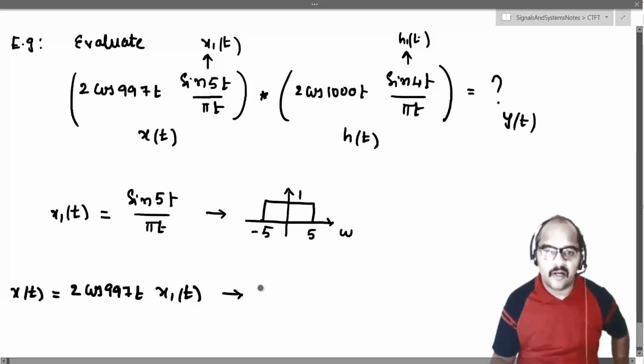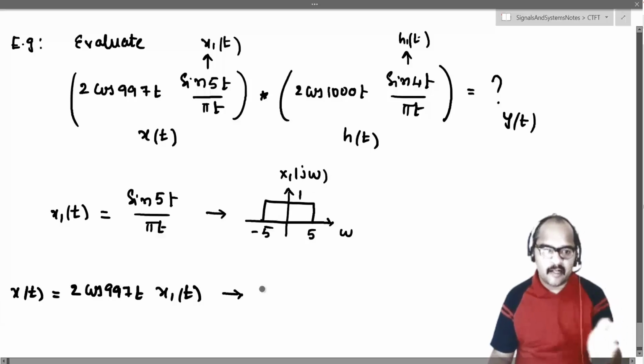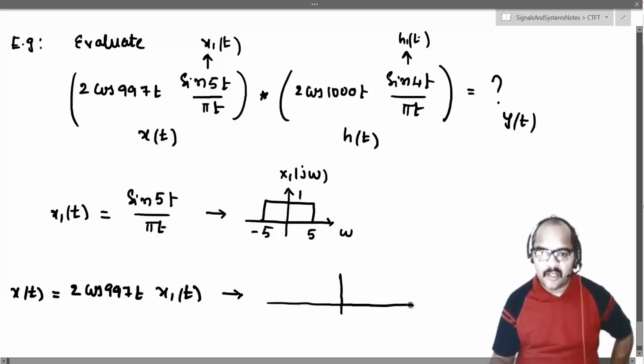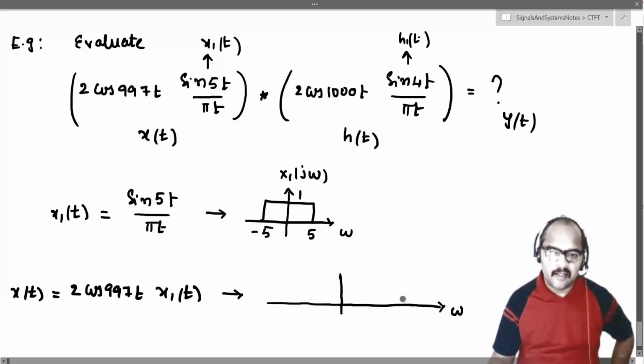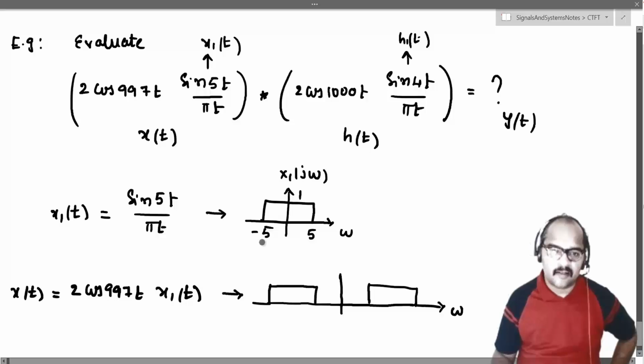So what do you have to do? You have to shift the Fourier transform, this x1 of j omega, to the right and left by how many units? 997 units. So if you shift the Fourier transform to the left and right by 997 units, how does the plot look? The plot looks like this.